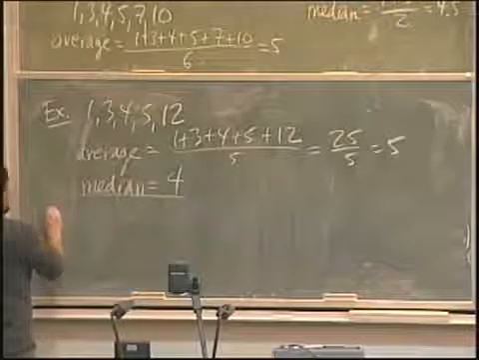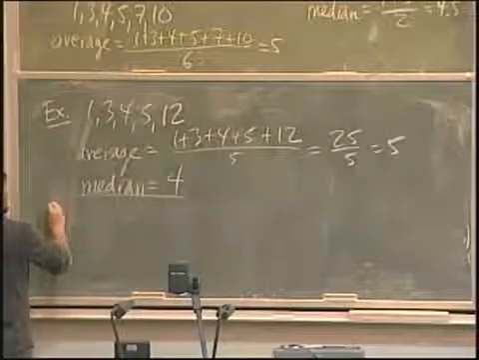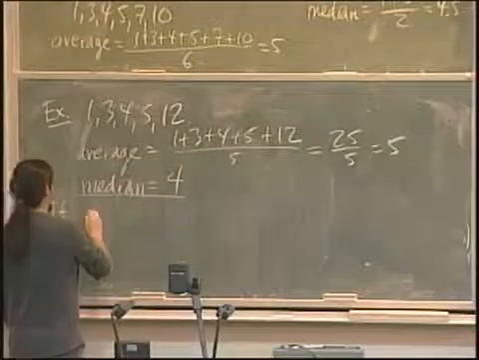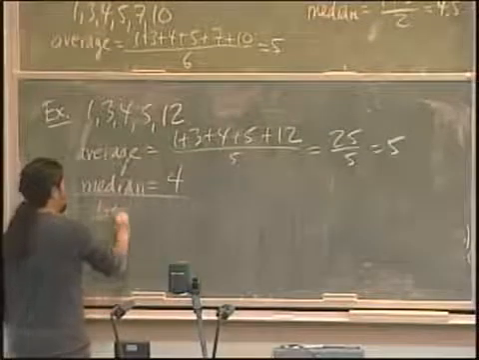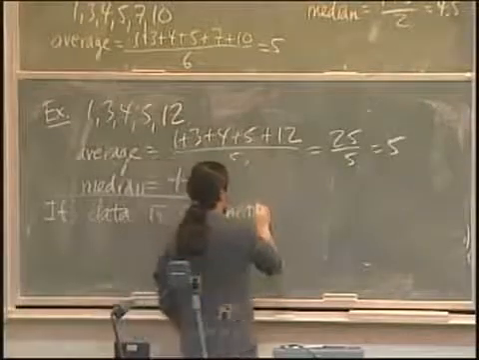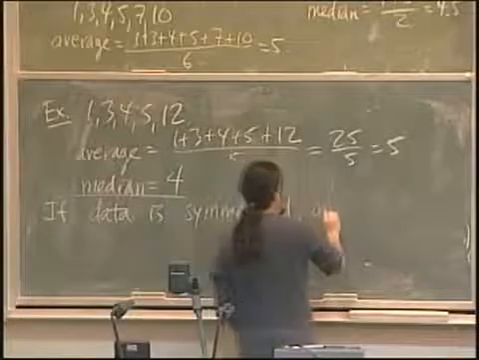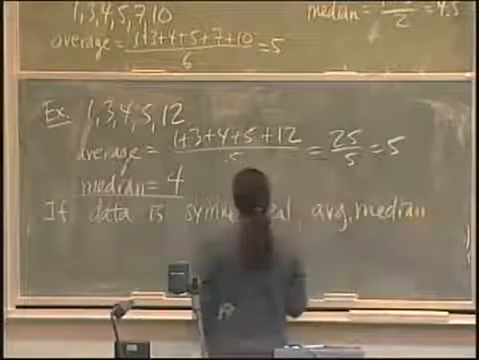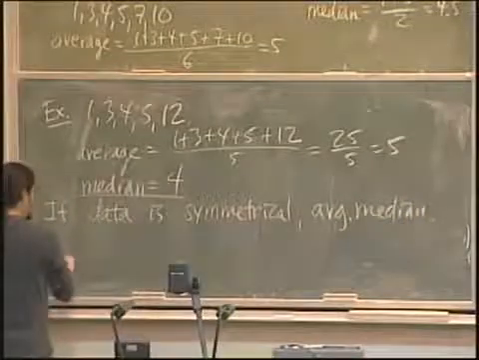And in general, we have this relationship between the two. So if the data is symmetrical, the average is equal to the median. So that looks like things like this.